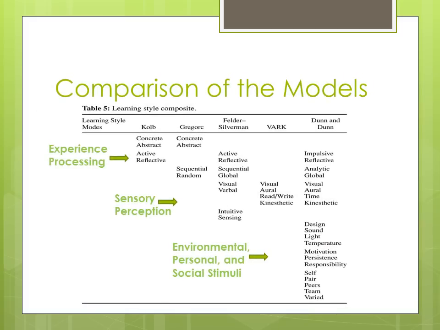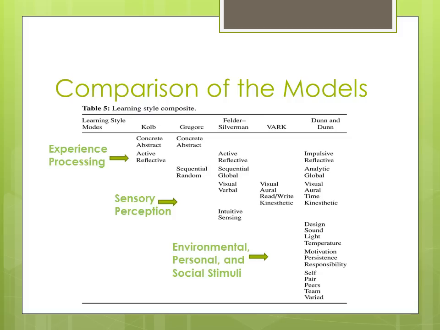Okay, so here we have a comparison of the 5 models, and we can see that they're laid out into different categories of experience processing, sensory perception, and environmental, personal, and social stimuli. So the first 2 models, and then parts of the Felder, Silverman, and Dunn address the experience processing, how people absorb the information once they have already taken it in. So you've got your concrete, abstract, active, reflective, sequential, random, those type of processes, versus the sensory perception of how people learn by actually taking the information in. Do they learn best by seeing it, hearing it, writing it, or moving and experiencing it?